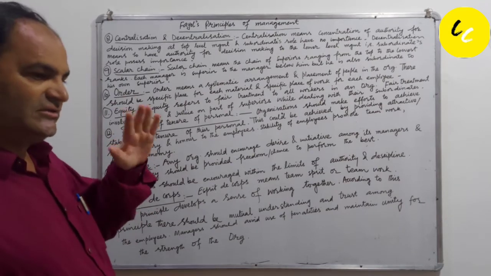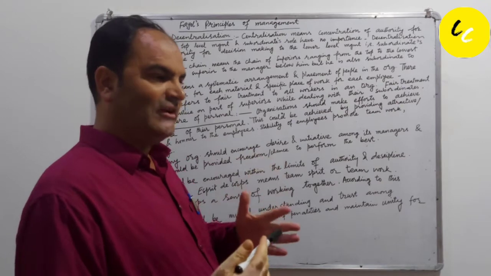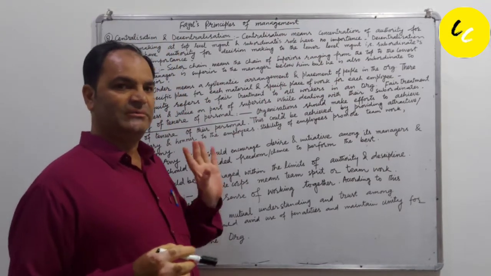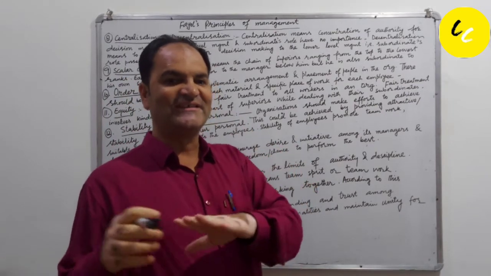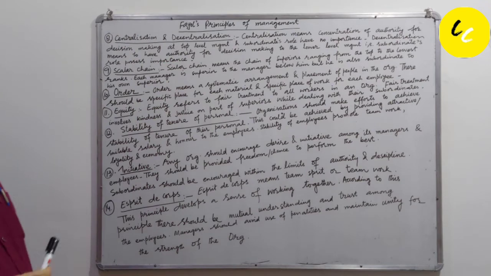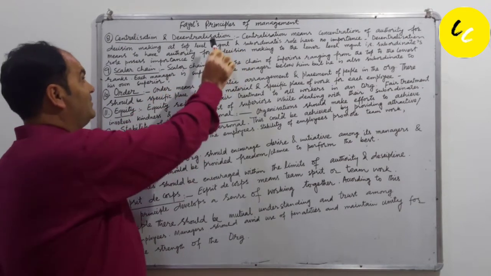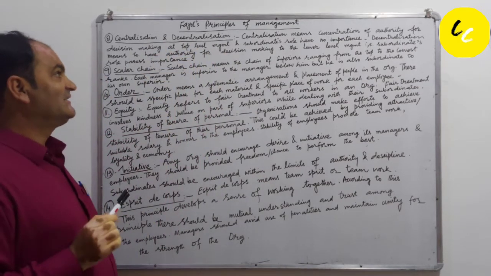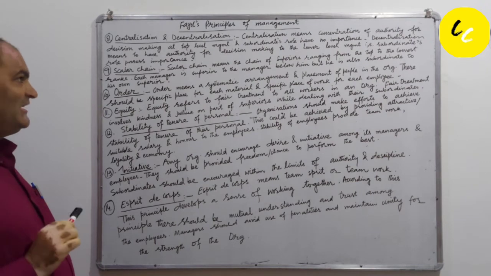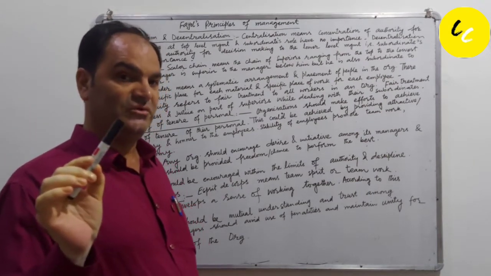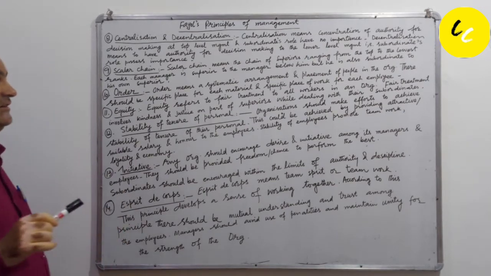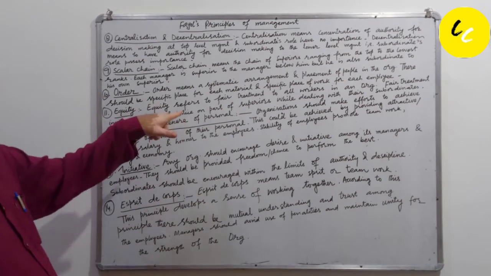Subordinates, that is the managers at the lower level management, who are the subordinates of the managers or the superiors at top level management. We can say the top level managers are the superiors of lower level managers, and the lower level managers are the subordinates of top level managers. I will repeat again. Centralization is the concentration of authority for decision making at top level management, where subordinates have no role or importance. Decentralization means to have authority for decision making, but subordinates have importance at the lower level of management.